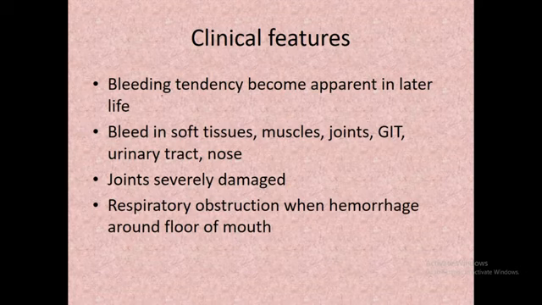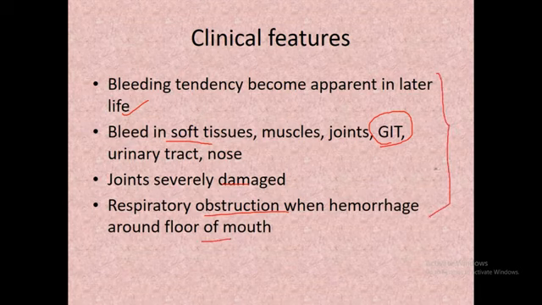Clinical features: bleeding tendency becomes apparent in later life, bleeding in soft tissue, muscles, joints, GIT, urinary tract and nose. Here the GIT is the gastrointestinal tract. Joints are severely damaged, and there is respiratory obstruction when hemorrhage occurs around the floor of the mouth. So these are all the clinical features of the hemophilic condition.